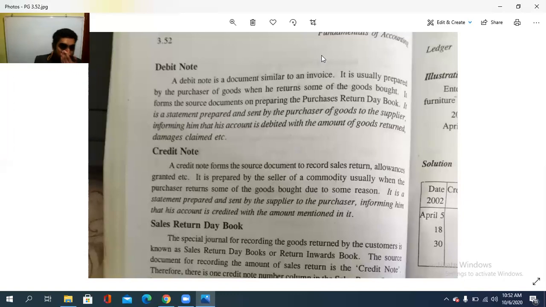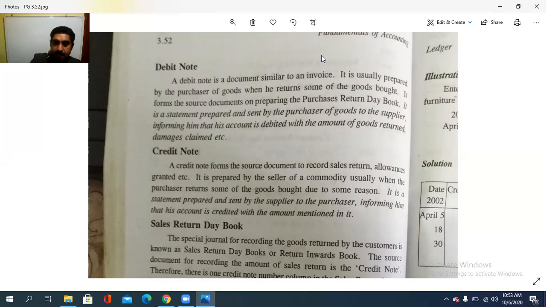And also there is a credit note. Credit note forms the source document to record the sales returns, the allowances granted, etc. Debit note is for the purchase returns and credit note is for the sales returns. It is prepared by the seller of a commodity usually when the purchaser returns some of the goods bought due to some reason. It is a statement prepared and sent by the supplier to the purchaser, informing him that his account is credited with the amount mentioned in it, because items are returned back. Here, sold items are returned back.